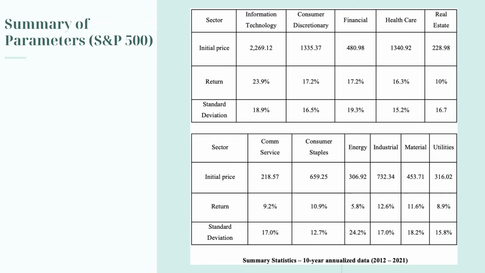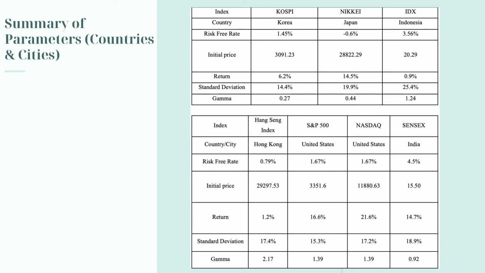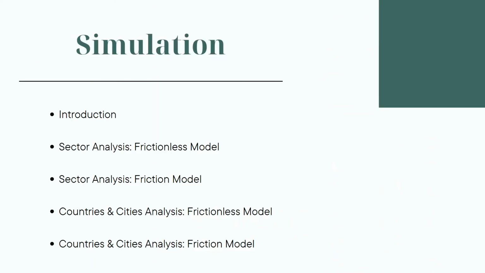a US-based one. Here we have a summary of parameters of different countries and cities for our simulation. We further make the risk-free rate and gamma according to the 1-year treasury and the risk aversion data as fitting with the country. After all the parameters are decided, we now continue to discuss the simulation.